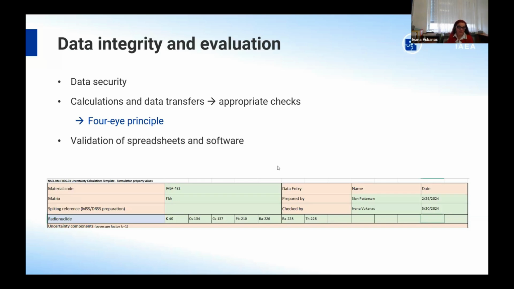In our laboratory, we have implemented the so-called 4-eyes principle, meaning that each data transfer or calculation needs to be verified or checked by another person. Spreadsheets that we use as part of QMS documents are locked, password protected and validated, and the software used as well.